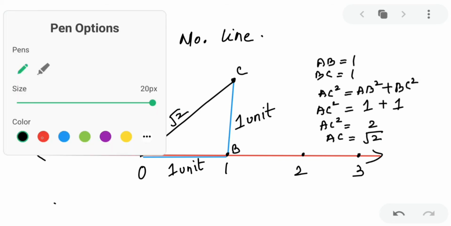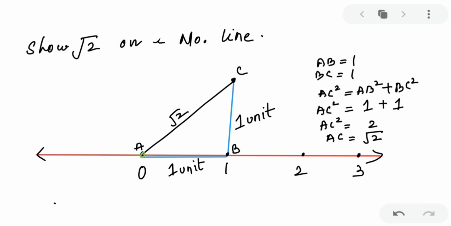Now my dear kids, you have to put up a compass here on A, and taking AC as the radius, you have to mark an arc which will cut somewhere here. Are you getting my point? You have to take AC as radius and put an arc like this. Wherever it cuts the number line, that point you can put it as root 2. Got my point clear, kids?